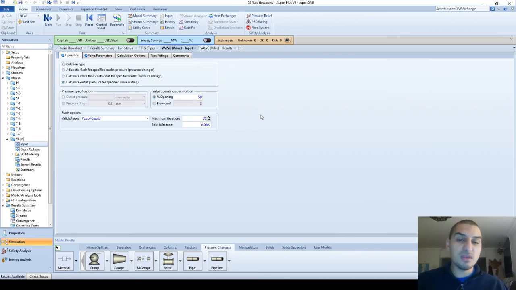Again, I want to emphasize that it's important to understand the difference between the design mode and the rating mode. You need to know what kind of information you have and what kind of information you're seeking, so that you can go through the right part or choose the suitable option out of these two.